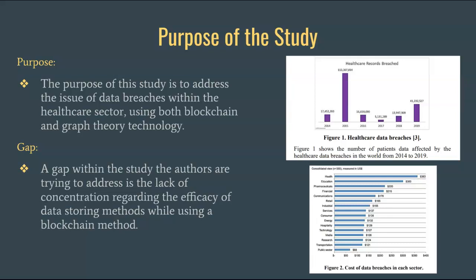As you can see in the images to our right, we have two of them. Figure 1 shows the number of patients' data affected by healthcare breaches in the world from 2014 to 2019. If we look at 2015, over 113 million data breaches occurred on patient data. Although it has gone significantly down, we do see it going up from 2017 to 2019.